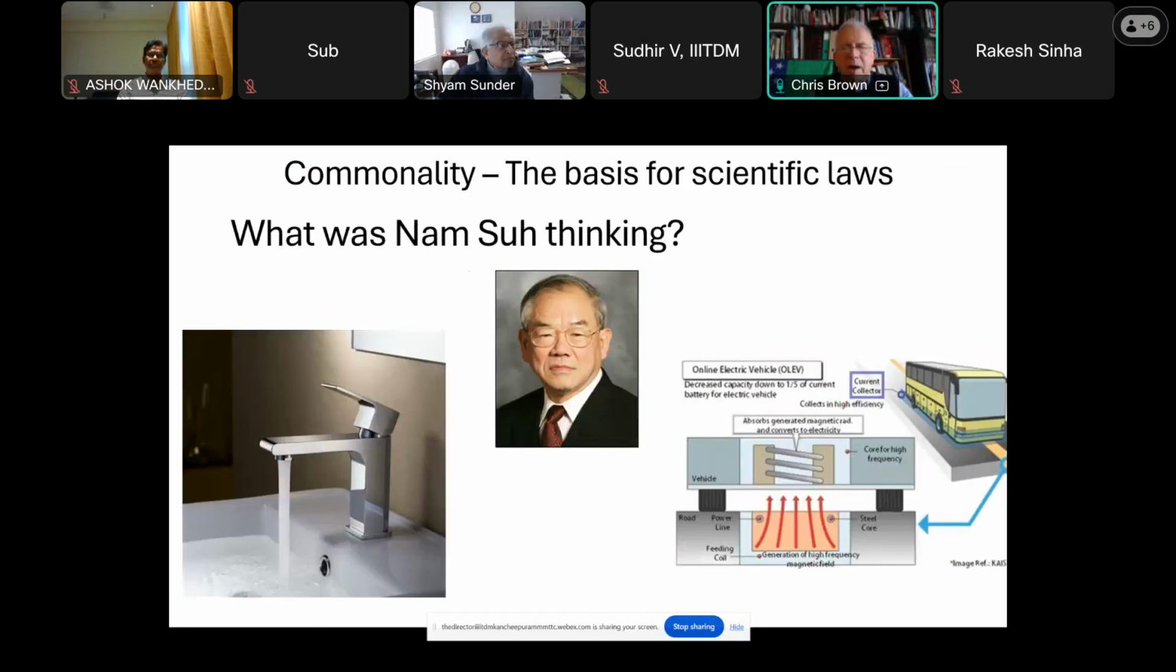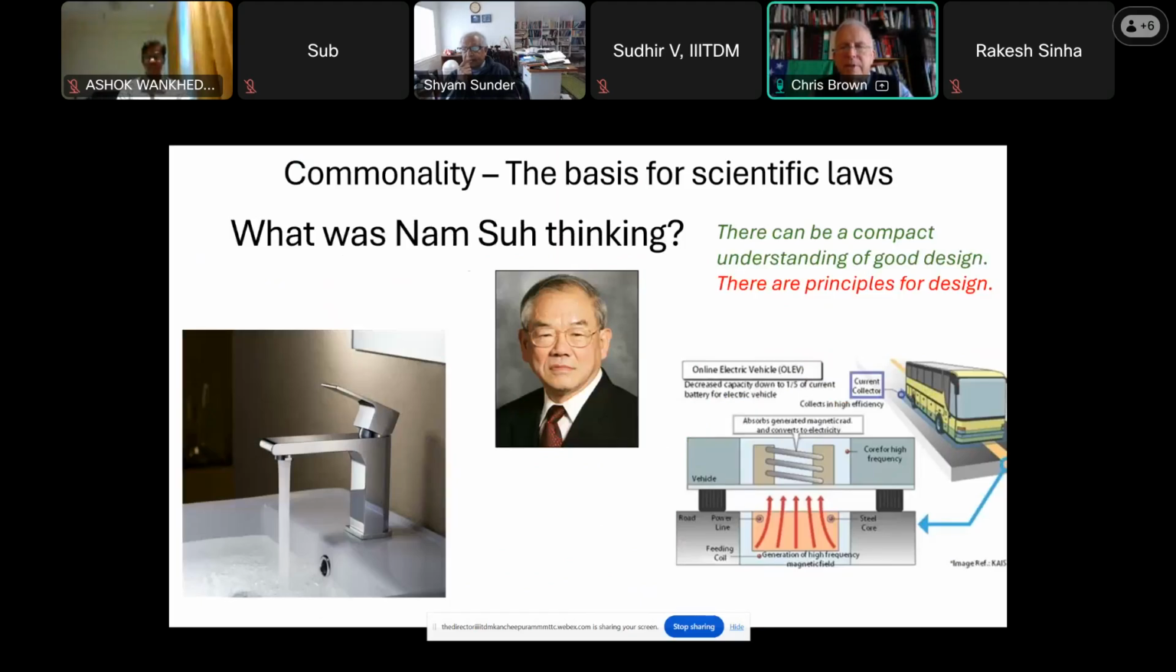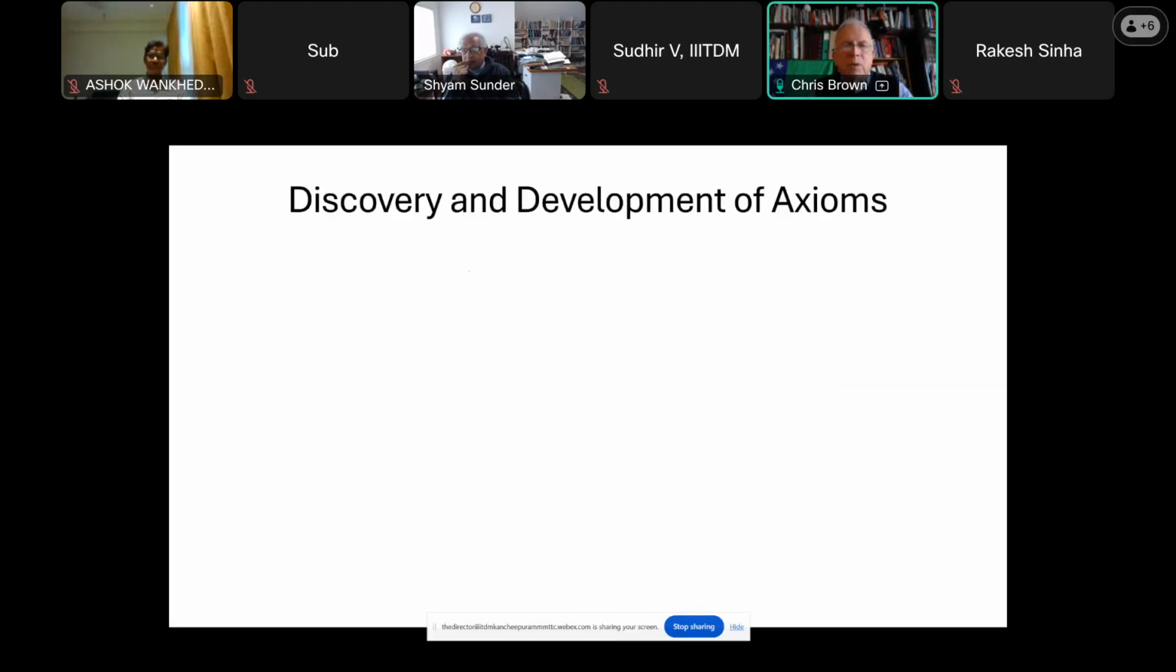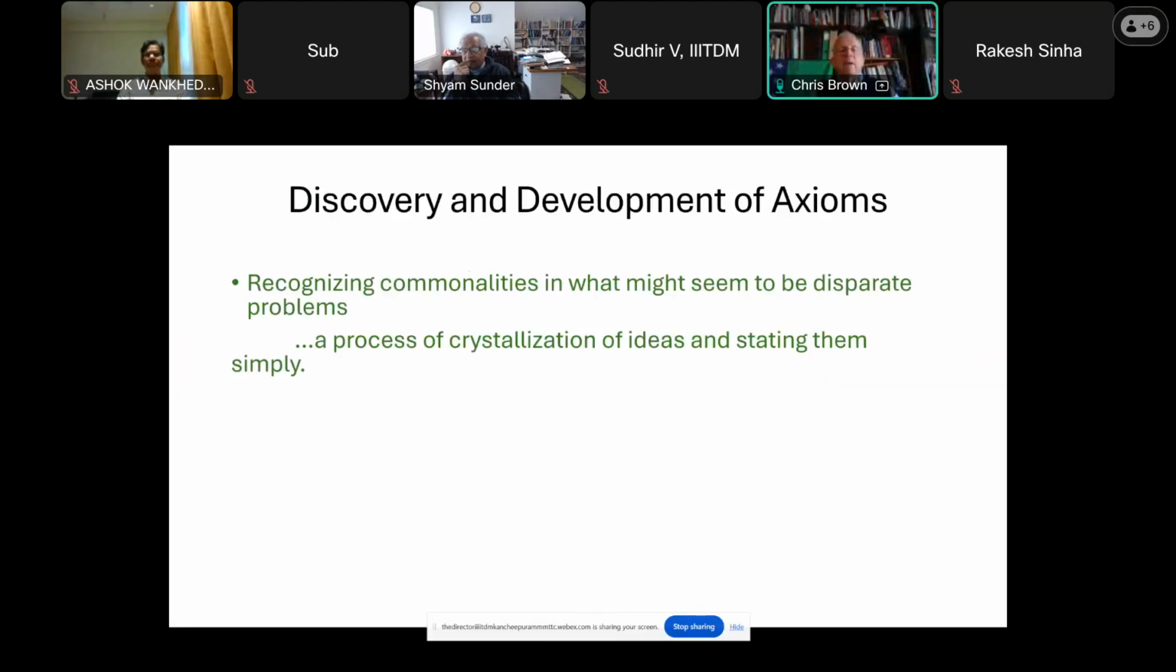Nam Suh looks at a variety of different kinds of designs, from things that are quite simple to things that are multi-layered and quite complex. And he felt that there should be sort of a compact understanding of what good design was. And that was the beginning of his formulation of principles for design. So again, recognizing commonalities between different sorts of things that have been designed or would be designed. Anyway, so this is the process of crystallization, recognizing commonalities between disparate problems.